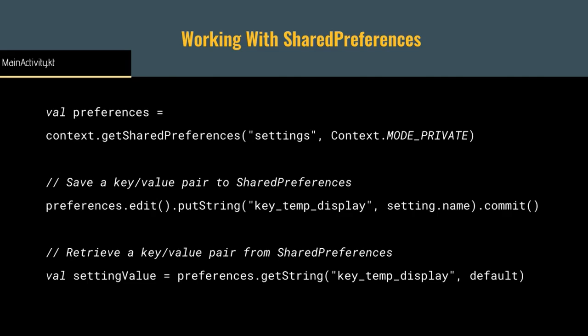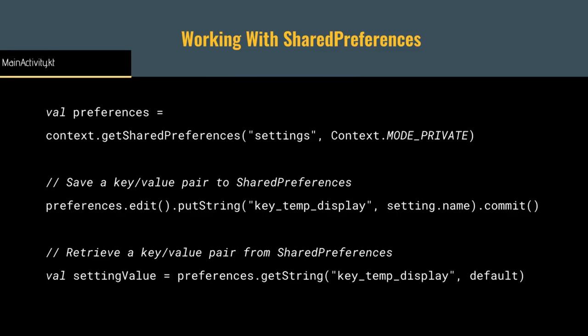So here's an example of how we can work with shared preferences. First off, we have to get an instance of the shared preferences class. Here I've defined a variable called preferences, and I've used a context and called getSharedPreferences. The first argument here, a string that says settings, is the file name. So we can define different sets of preferences that live in different files, or we could use the same file for all of our preferences.